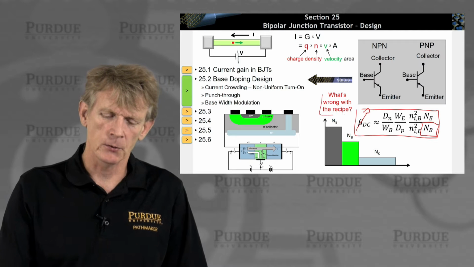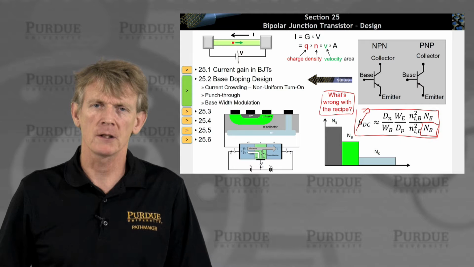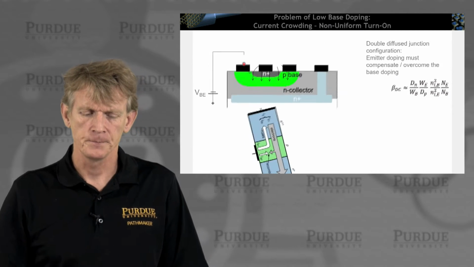Now we can ask ourselves what's wrong with this recipe, and we'll touch on 3 items: current crowding, punch through, and base width modulation. So let's do that now.